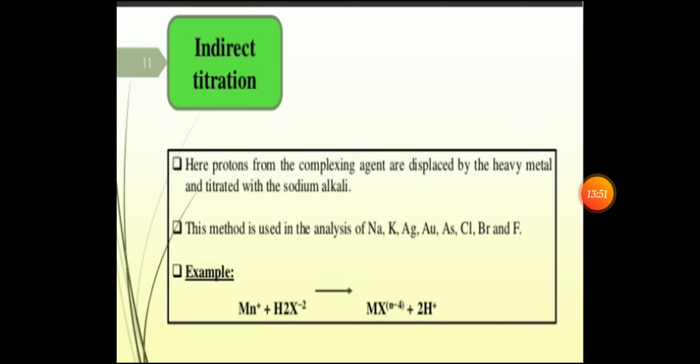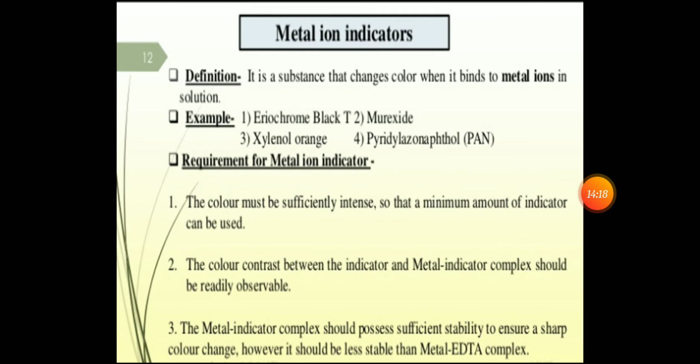Next is the indirect titration. Here the protons from the complexometric agents are displaced by the heavy metals and titrated with the sodium alkali. Okay, यहाँ पे displaced by heavy metals and titrated with the sodium alkali. This method is useful for the analysis of sodium, potassium, silver, etc. See, the chlorine, bromine and fluorine. These are the indirect titration. So we have seen the 5 types of classifications of the complexometric titration. यहाँ पे question आ सकता है, maybe 6 marks or 2 marks. Okay, so you have to prepare accordingly.